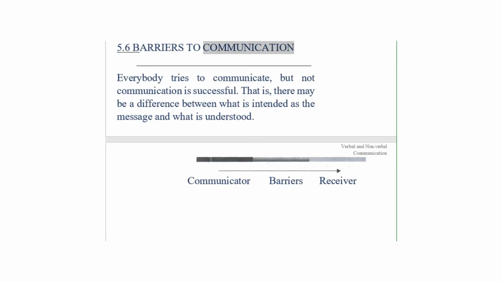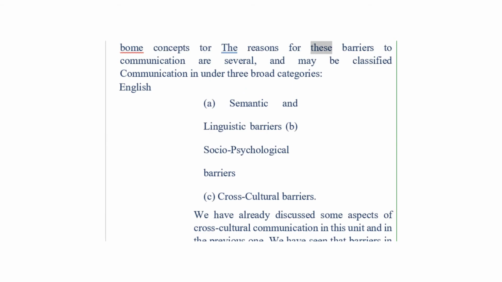5.6 Barriers to communication. Everybody tries to communicate, but not every communication is successful. That is, there may be a difference between what is intended as the message and what is understood. The reasons for these barriers to communication are several, and may be classified under three broad categories. A. Semantic and linguistic barriers. B. Socio-psychological barriers. C. Cross-cultural barriers.